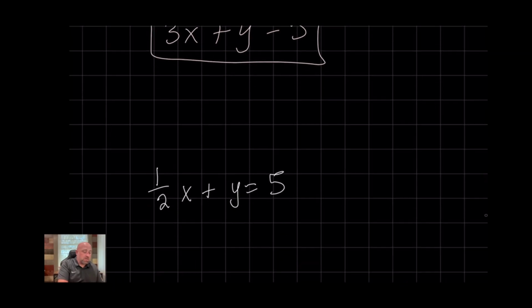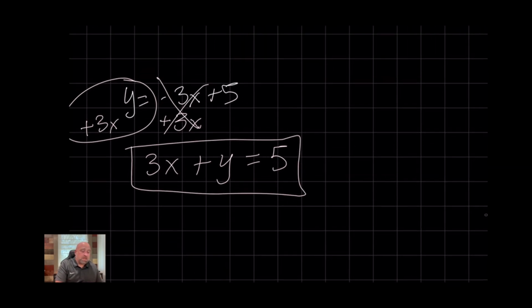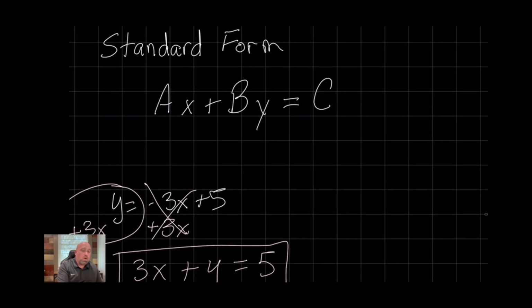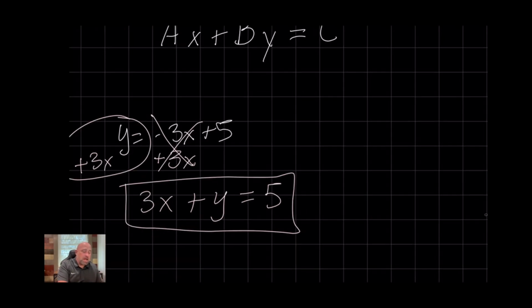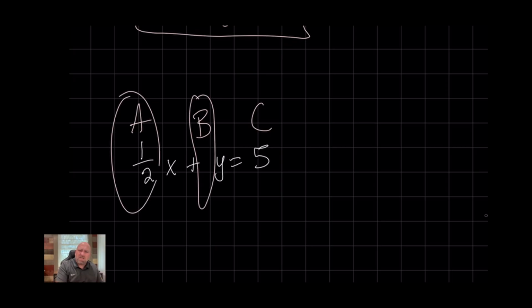All right, let's look at this next one. All right, 1/2 x plus y equals 5. Well, what's wrong with it? Let's start with that. Well, if we go back here, what were some of the rules? We could not have a fraction for a. Notice this has a fraction for a because this is the a, this is the b, and this is the c. Notice that if we write these out, a is 1/2, b is nothing.